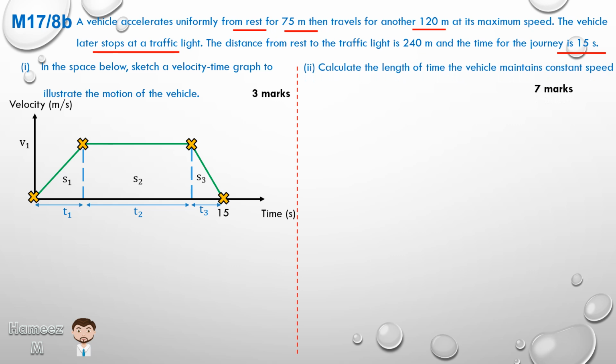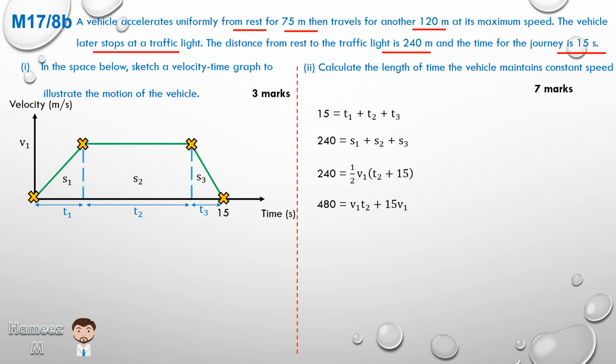So part 2. Calculate the length of time the vehicle maintains constant speed. So we know 15 seconds is equal to t1 plus t2 plus t3. And we also know the total distance, 240 meters, s1 plus s2 plus s3. So 240 can also be represented as the area of a trapezium, which is a half times the perpendicular distance, v1, times the length of a parallel line, which would be t2 plus 15. So if we try to solve for that, we can carry the half across. It will give us 480 is equal to v1 (t2 plus 15) v1.